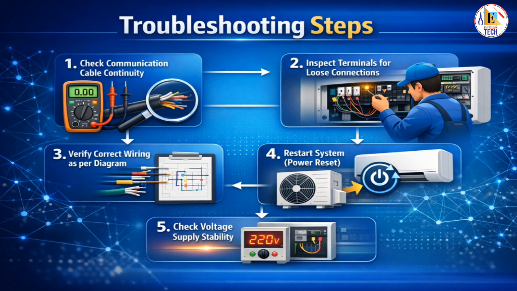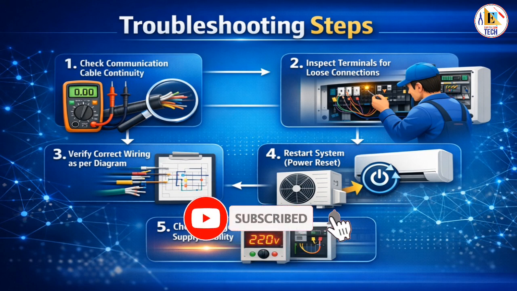What are the troubleshooting steps? To troubleshoot this issue, start by checking the communication cable continuity using a multimeter. Next, inspect all terminals and ensure there are no loose or burnt connections. Verify that the wiring is done correctly according to the manufacturer's diagram.